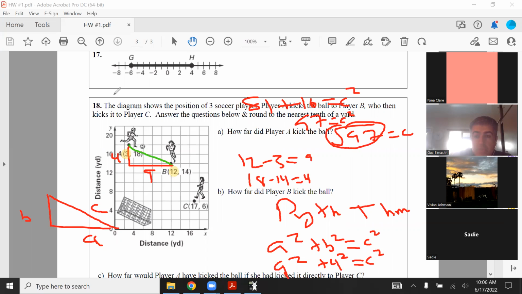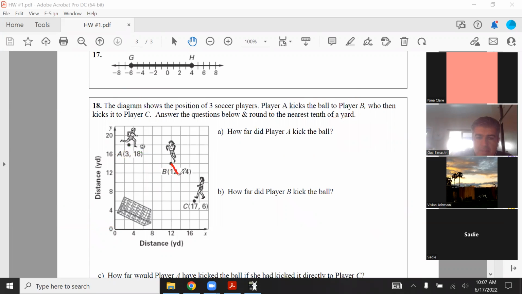If you so desire, you could use the distance formula, which is in the notes, which is the difference in the x coordinates squared plus the difference of the y coordinates squared. So you take 12 minus 3 squared, and 18 minus 14 squared. I did that anyway in the Pythagorean Theorem. It just gets you away from the formulaic process and makes it more visual, which I think might be a better way to learn it. And then for part B, do the same exact thing.